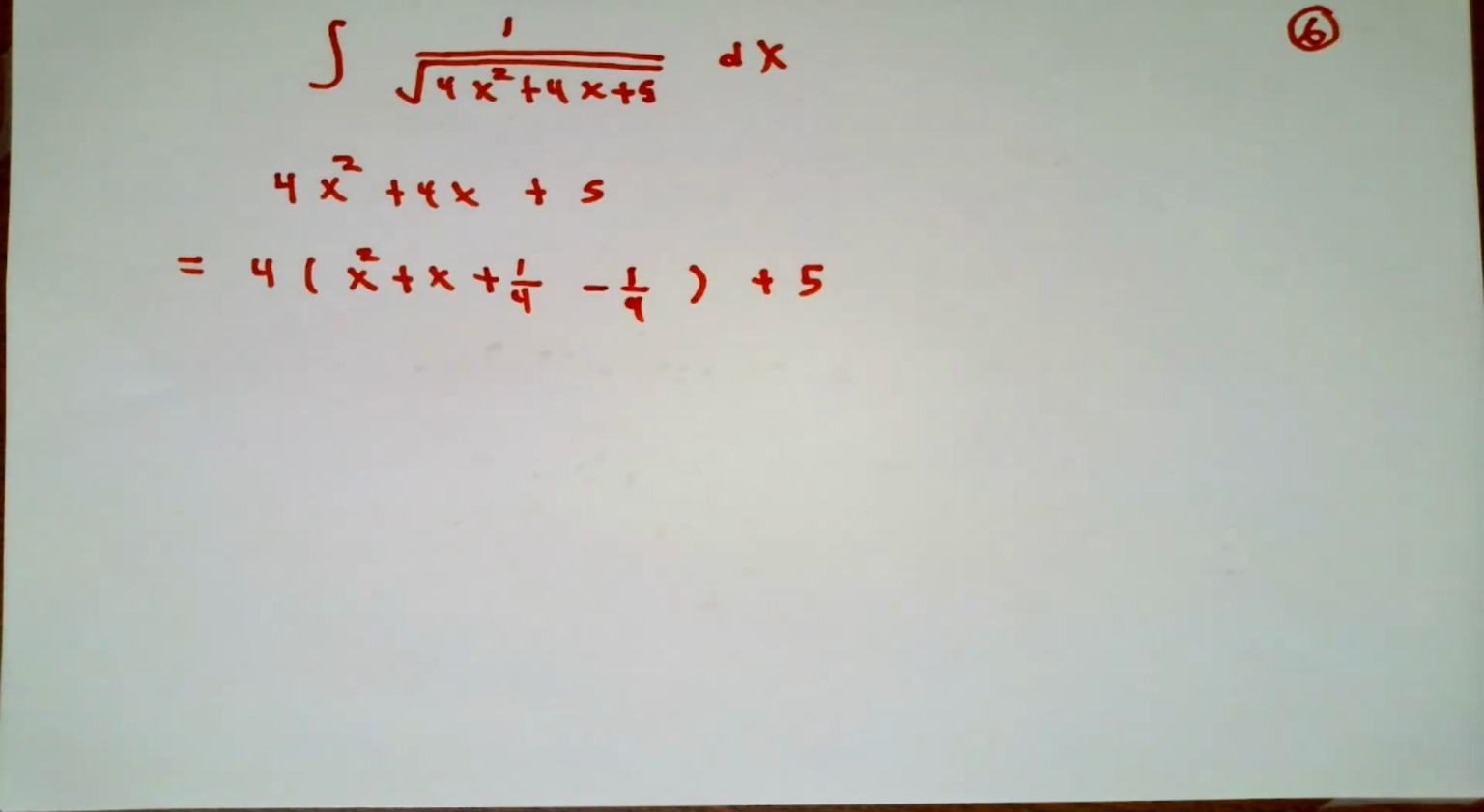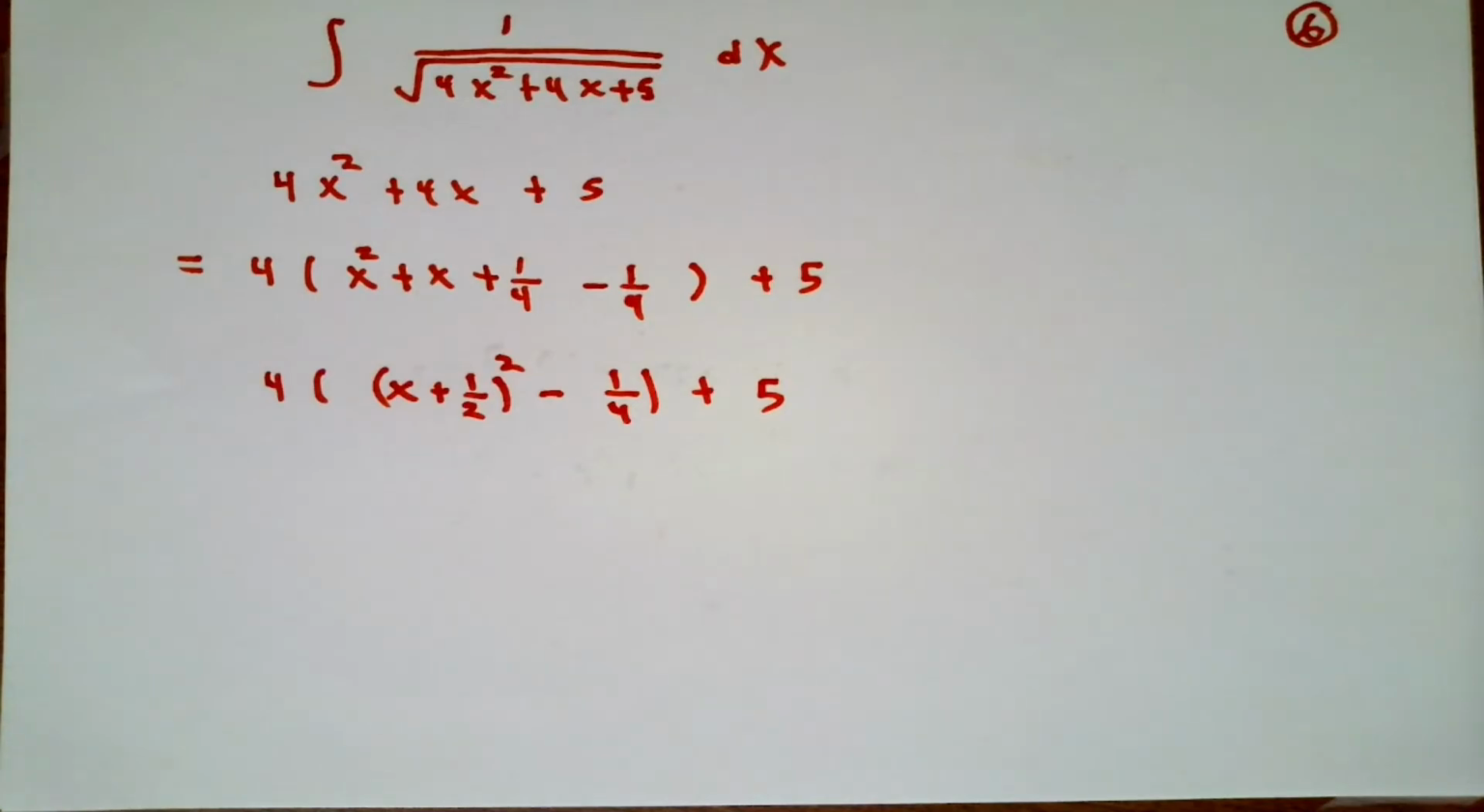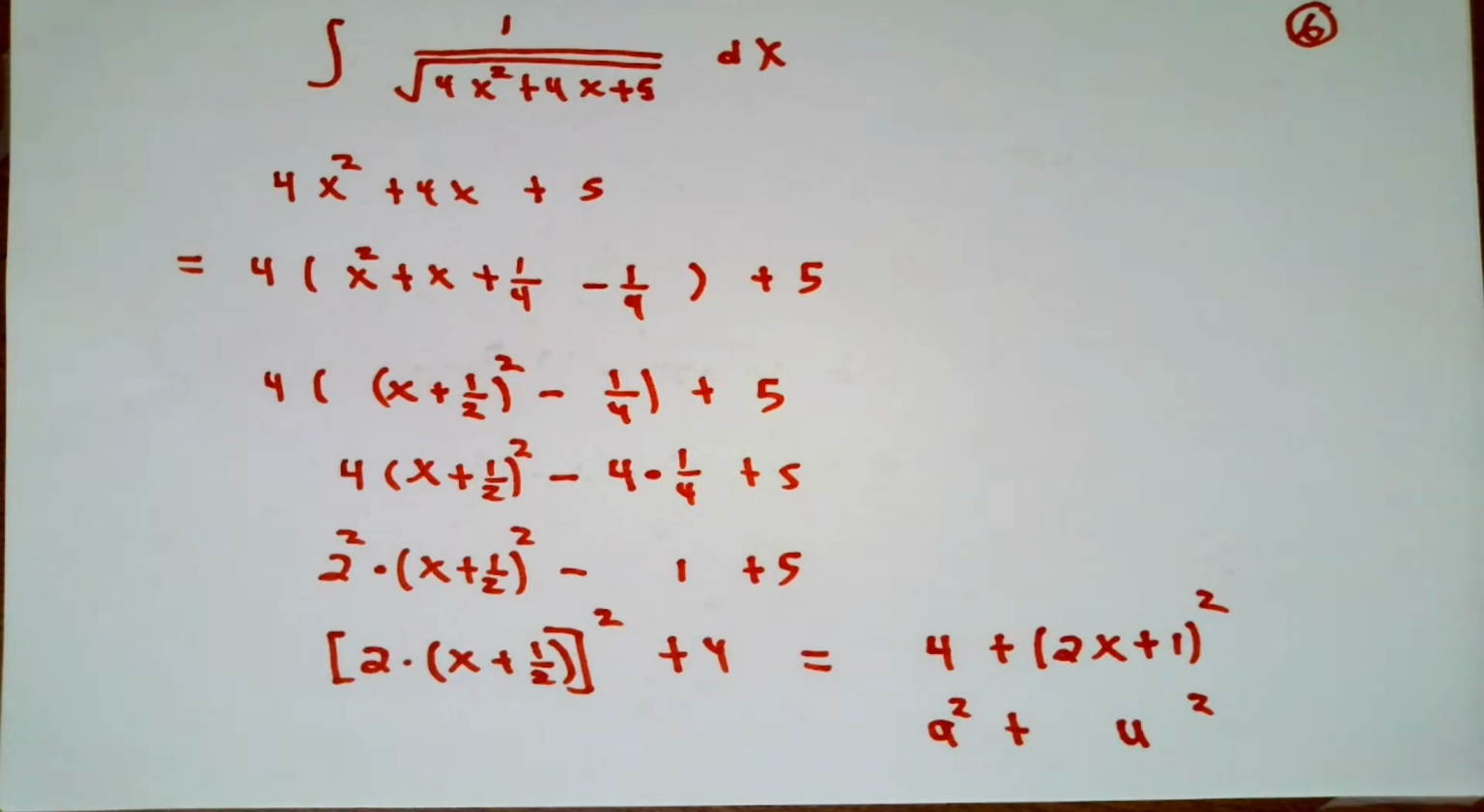X squared plus x plus 1/4 is a perfect square. This is beginning to resemble something that we know about. I've got the square of some expression, namely x plus 1/2, but there's all these other numbers and quantities to account for, so let's go ahead and simplify this. Using properties from algebra, it turns out that the quantity underneath the square root sign is 4 plus the square of 2x plus 1. This is of type a squared plus u squared.